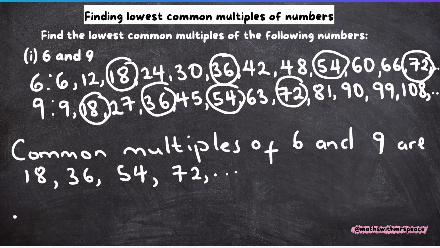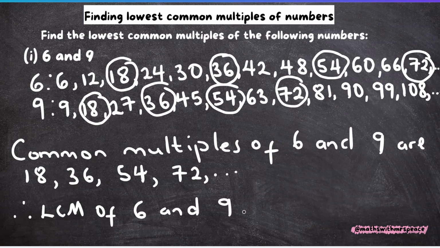It means that the LCM of 6 and 9 is, so the smallest number, the least number, the first number on our line of common multiples will be the LCM. So in this case, that's 18. So that's another example of finding the LCM using listing the multiples method.